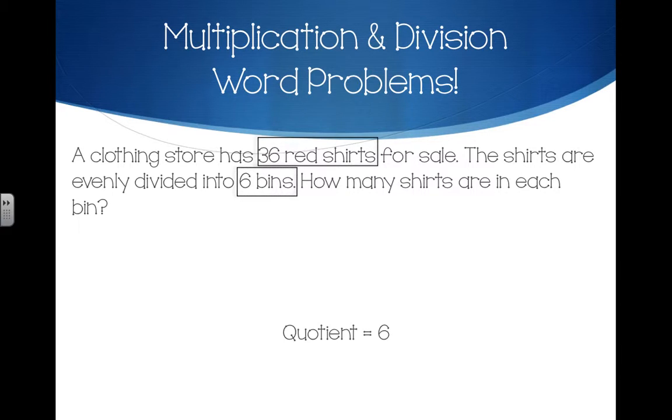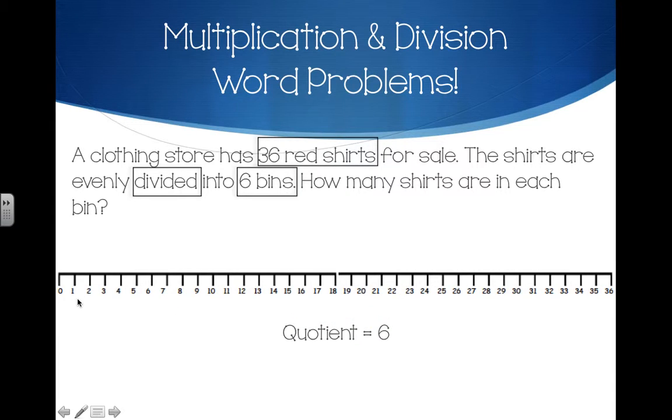Next, we need to know how many bins they are being divided into. And if you look again at the second sentence, the shirts are evenly divided. I think that word divided is another good keyword to know. Into 6 bins. How many shirts are in each bin? We will use a number line. We're going to start off with 36 and subtract 6 until we get to 0.